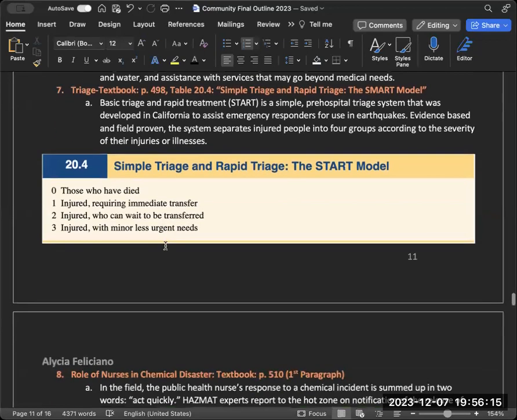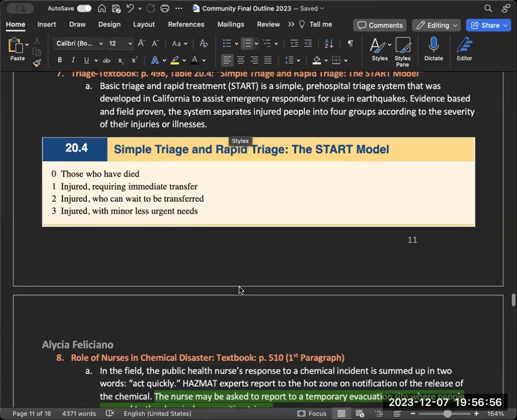Now, triage, she told us to go to table 20.4, which I copied into this. And I also copied the definition that I saw about simple triage and rapid treatment, the START model. It says that simple triage and rapid treatment, or START, is a simple hospital triage system that was developed in California to assist emergency responders in earthquakes. Evidence-based and field-proven, the system separates injured people into 4 groups according to the severity of their injuries or illnesses.